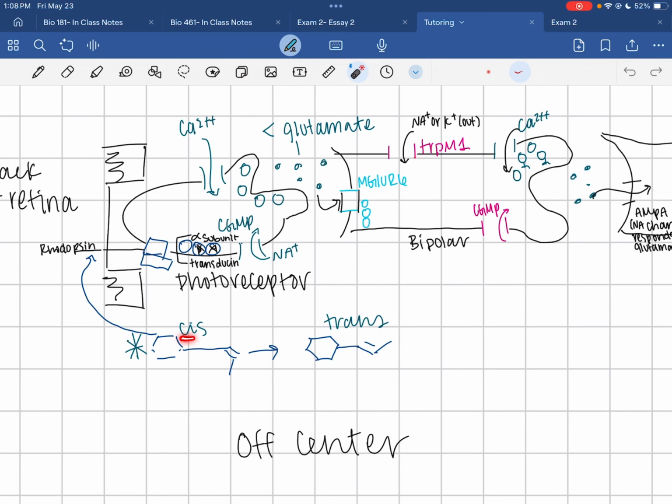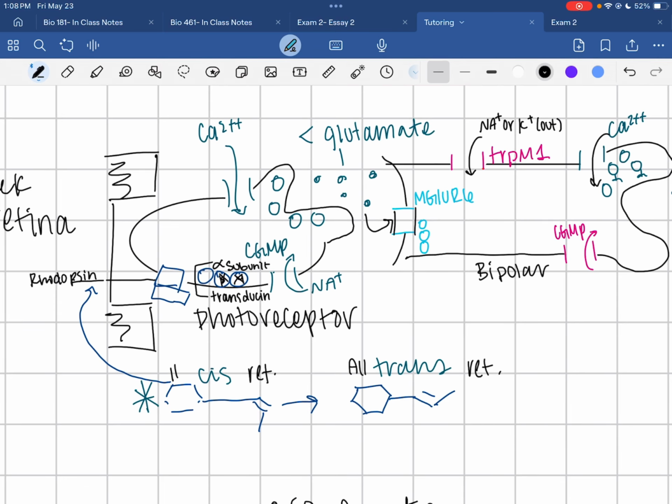And in the back of the retina, we have our 11-cis retinal and our all-trans retinal. Right here, we have this G-coupled protein receptor, and we have our alpha subunit, and a beta, gamma, but transducin is referred to as our alpha subunit.